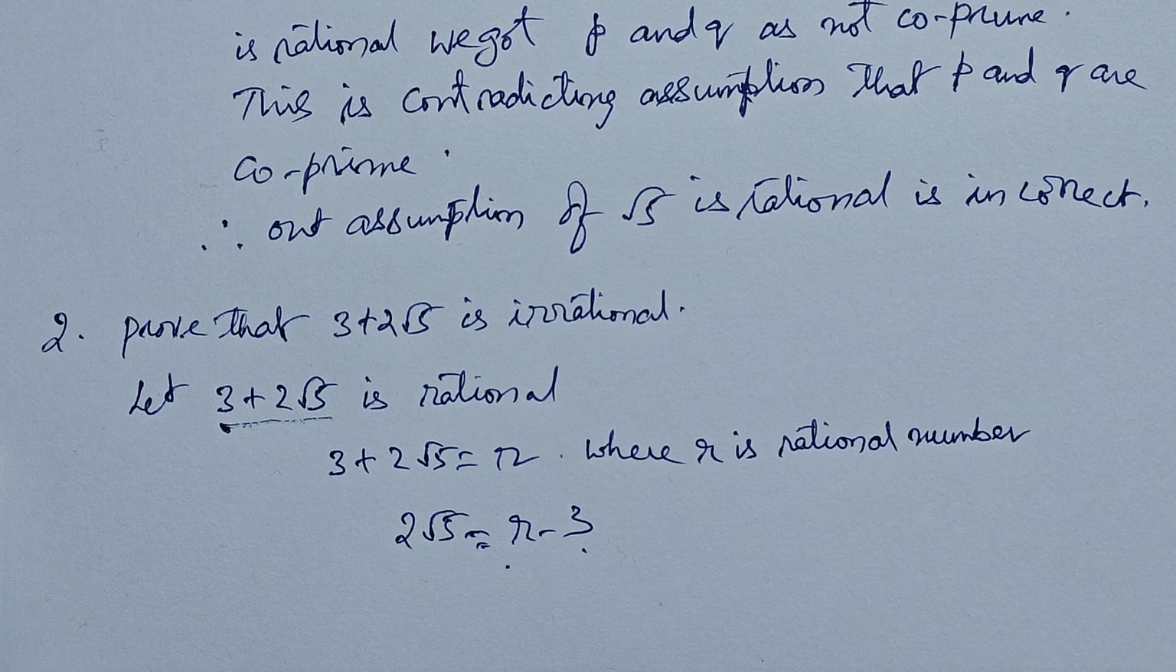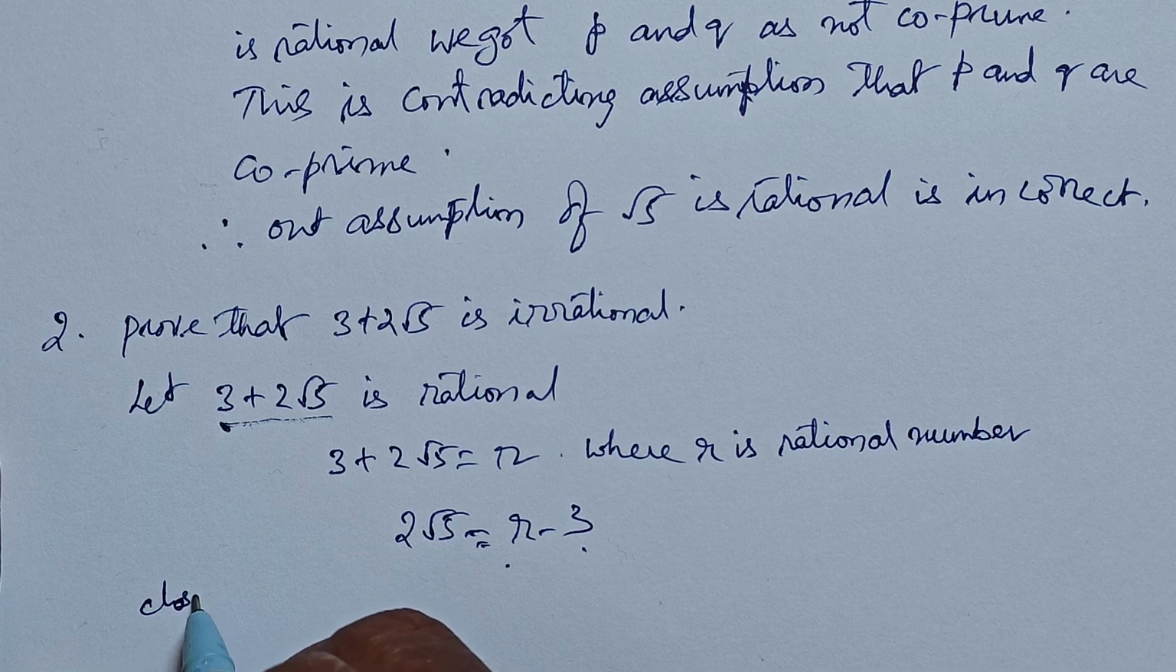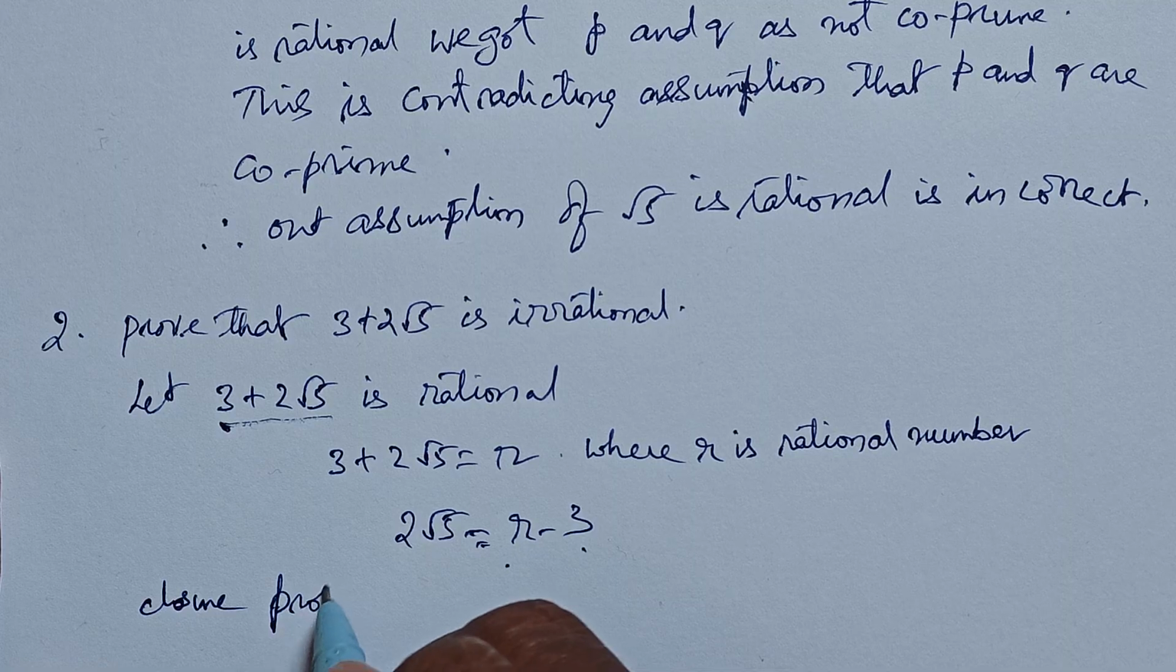Why? Because you can write it in the p by q format, like 3 can be written as 6 by 2. This is very easy, right? So both are rational. We have one rule. There are certain rules we should understand, that is called closure properties. I am trying to write here the closure properties.